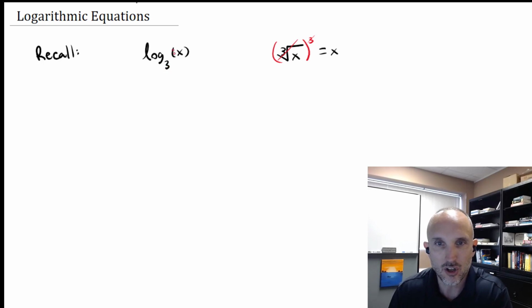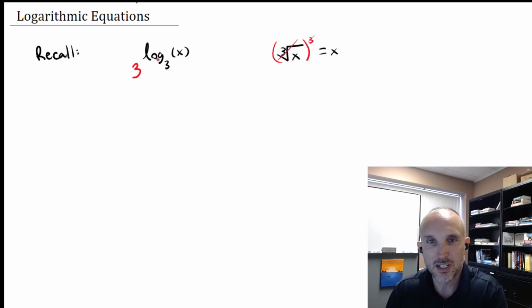So I'm going to turn this log into an exponent on an exponential of base 3. So this is read as 3 to the power of log base 3 of x. This entire log is now an exponent. And because the exponential base and the log base 3 match, they cancel and give us x. So this is the property we'll be using to get rid of logs when we see them in equations.